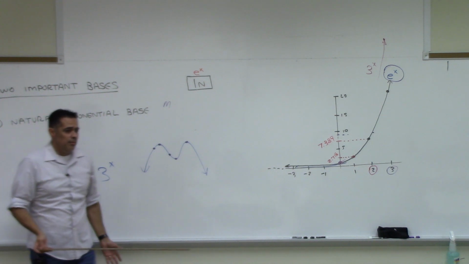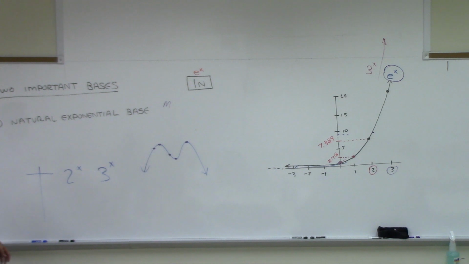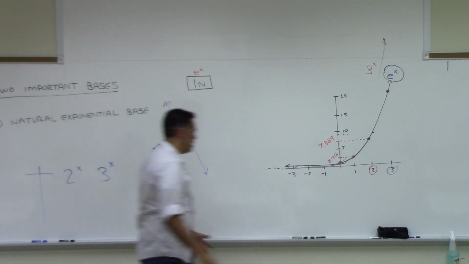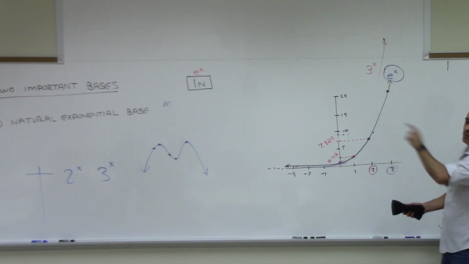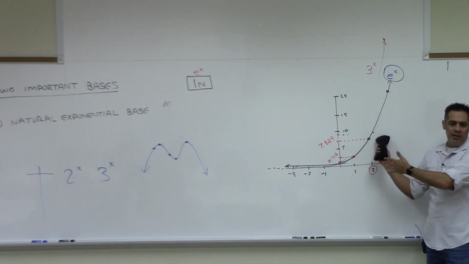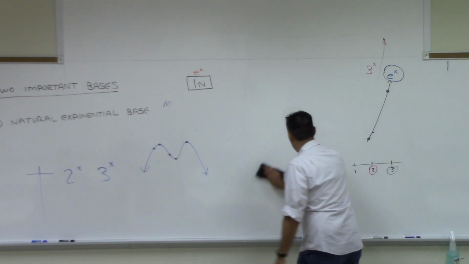There's no rational explanation for it, all right? It just is. Okay, so that's the little side story. We're not going to get into that anymore. All right, so the natural exponential base is one of the important ones because of that property I just shared with you. It's the only one that does that. Now let's talk about the other important base.